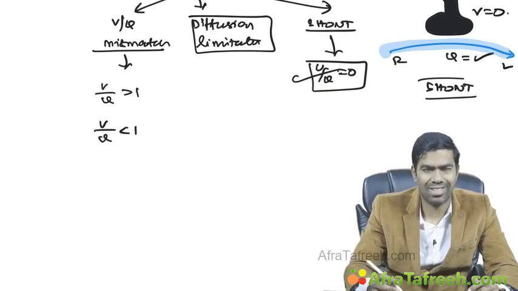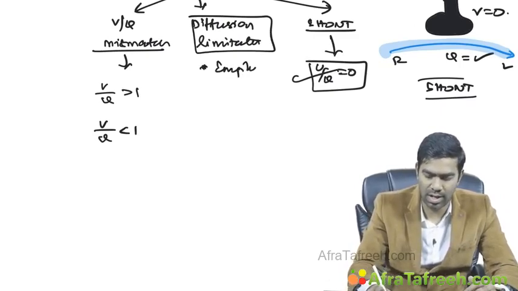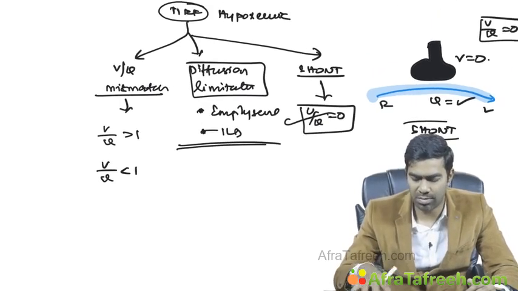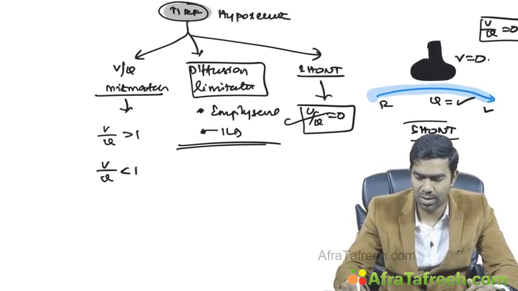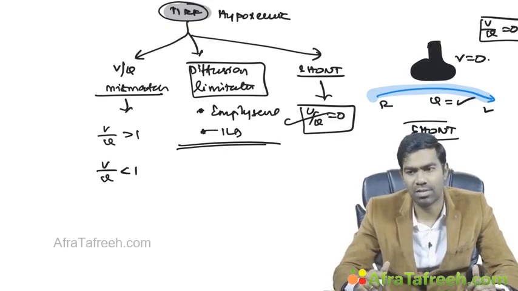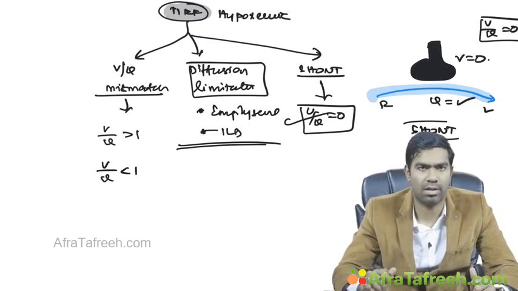Diffusion limitation, irrespective of the VQ, only two conditions you have to know. We already discussed in the last chapter, that is emphysema and ILD. Classic examples. These are some of the examples of type 1 respiratory failure, and we have discussed these types of respiratory failure in detail in the respiratory failure chapter, which is a separate topic, so don't worry about it. We have given extreme detail there.